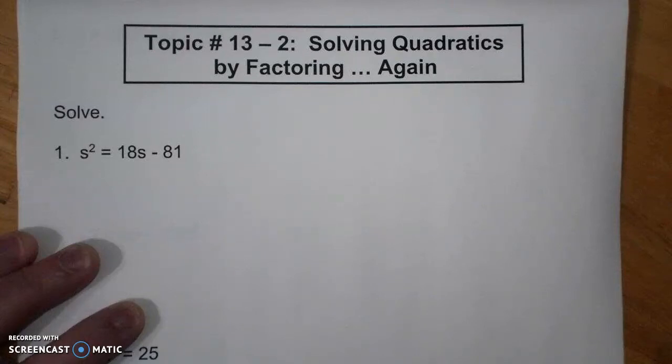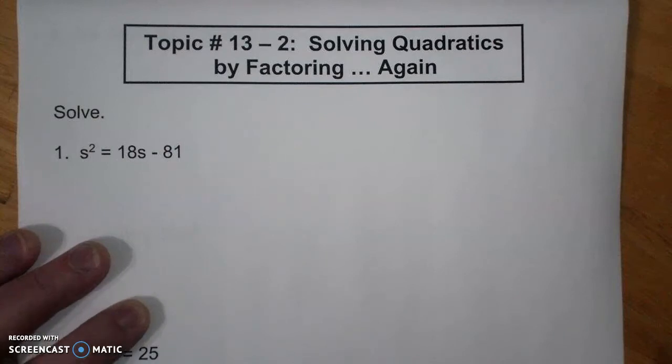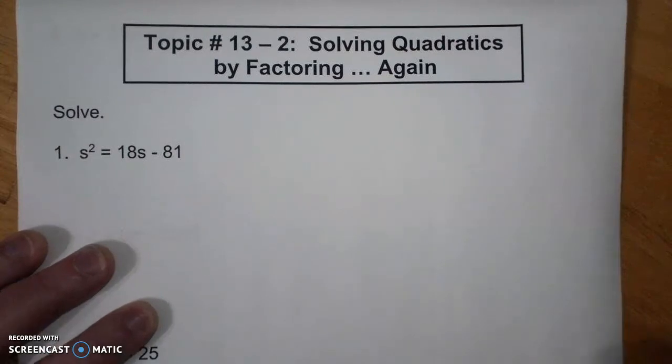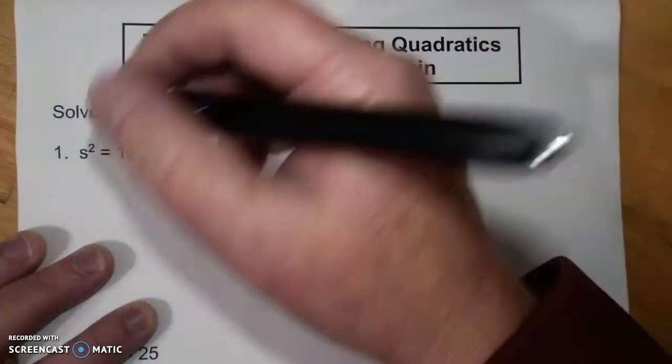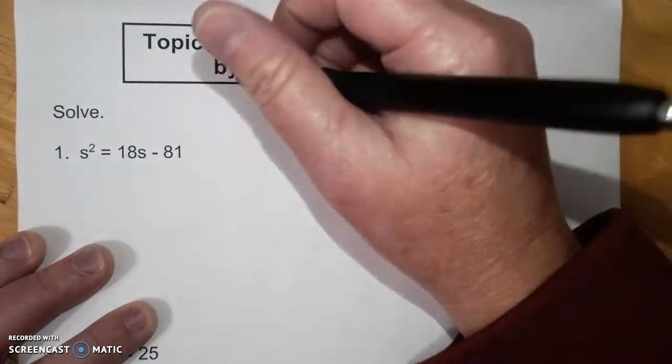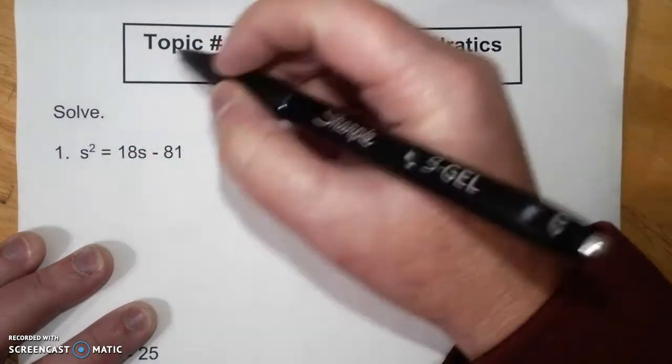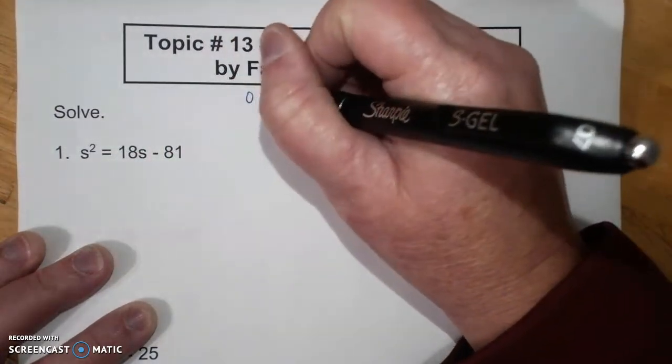Topic 13-2, solving quadratics by factoring again. Remember that we spent all of Unit 12 factoring expressions, so now we are setting them equal to something, and they're turning into equations, and now we are solving for the variable. So when you are solving for a variable squared, you can have 0 solutions.